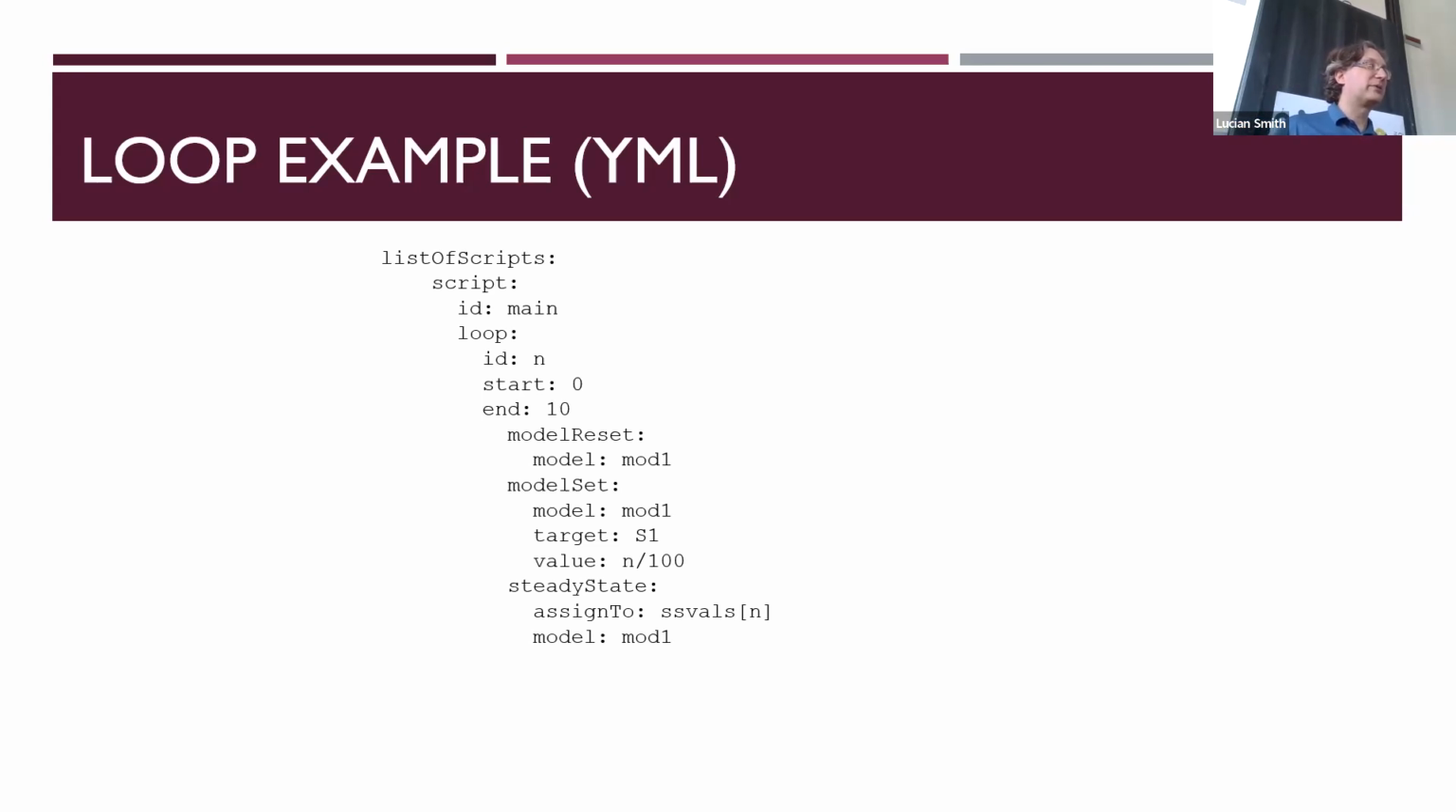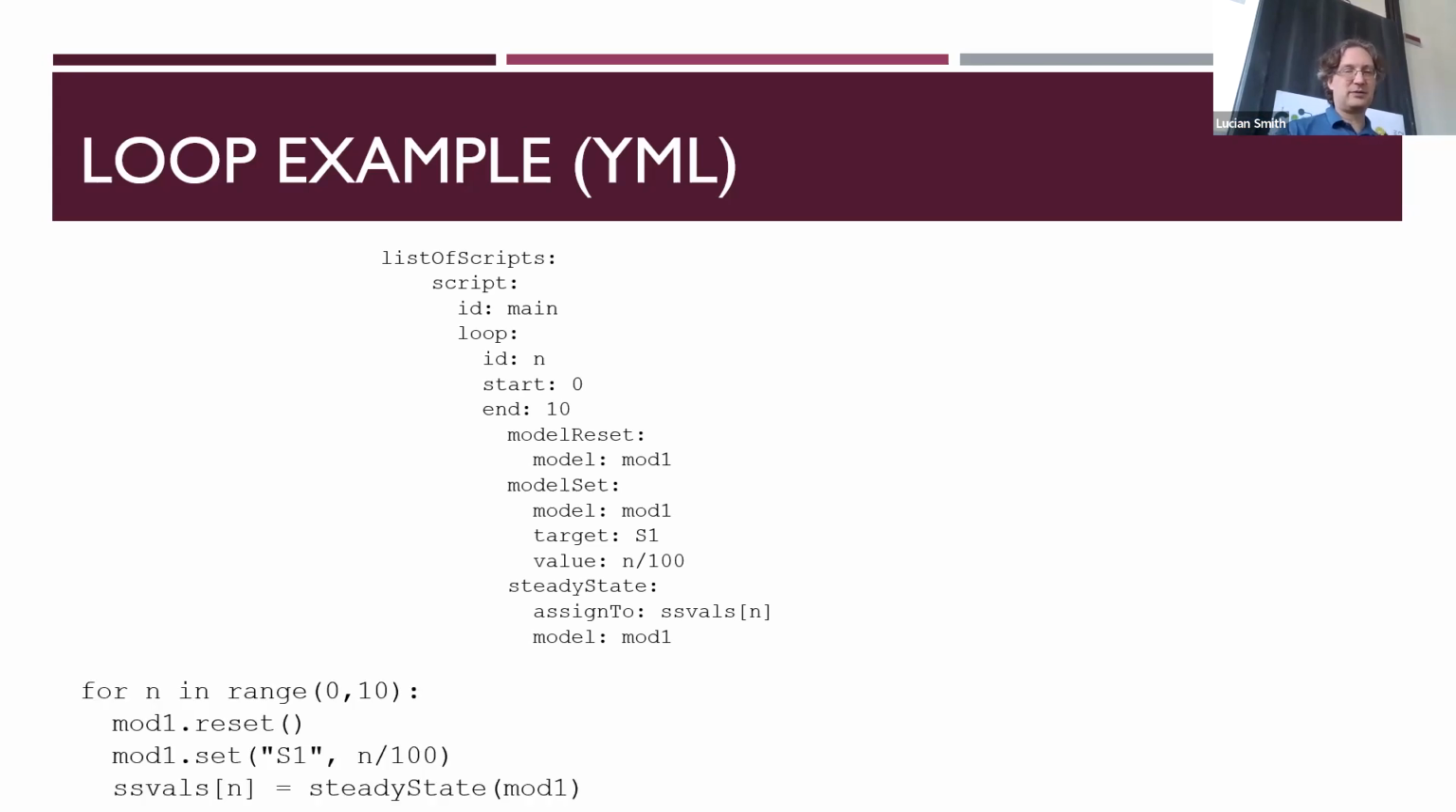Yeah, to declare your local variables. Here's this in script form, it would look like this: reset the model, set S1 to n divided by 100, and then SSVals[n] is the result of the steady state simulation.